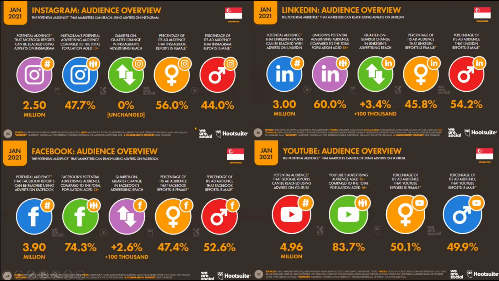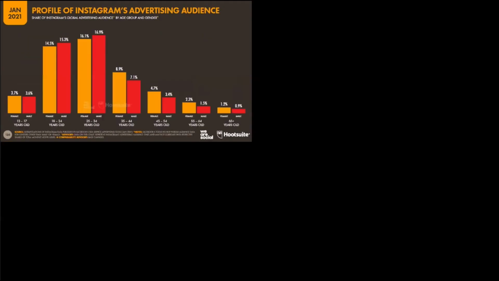But let's see YouTube. Now YouTube, they don't even have the percentage change bubble, so I assume it's pretty consistent. But 4.96 million Singapore users, almost equal, right? 50.1, 49.9, almost equal balance, male versus female, isn't it? Oh, but 4.96 million, that's your potential reach if you just consider the Singapore audience, not to mention worldwide, right? When you publish on social media, pretty much you are reaching a global audience, isn't it?